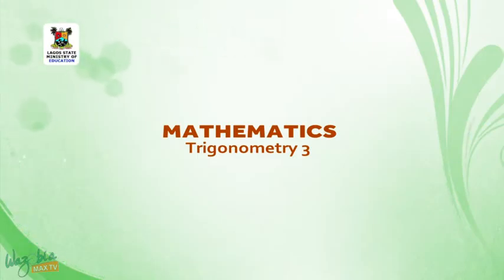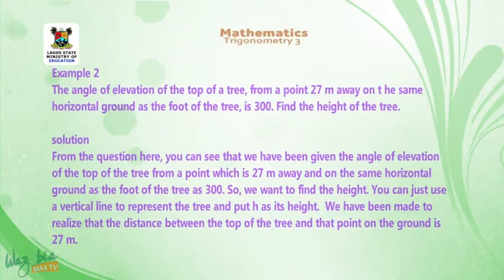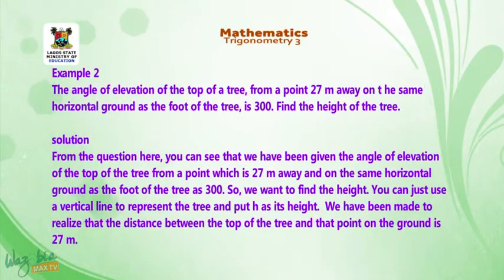You are welcome back to the second segment of today's class. So question 2. The angle of elevation of the top of a tree from a point 27 meters away on the same horizontal ground as the foot of the tree is 30 degrees. Find the height of the tree.